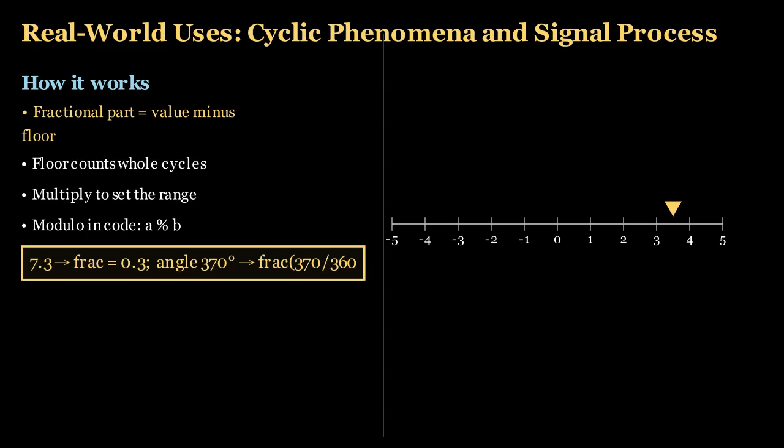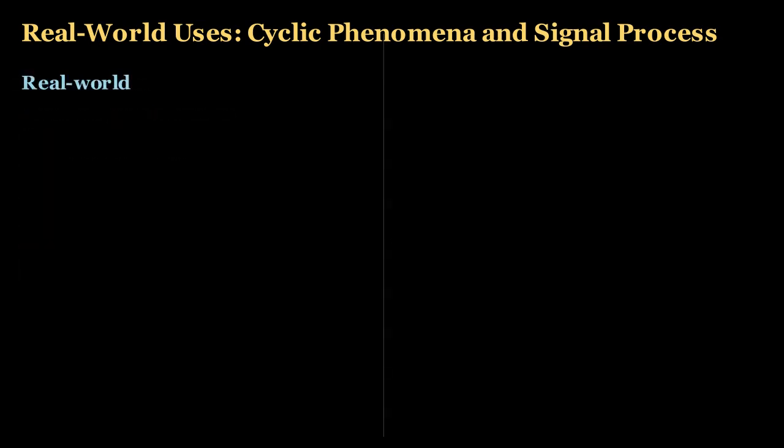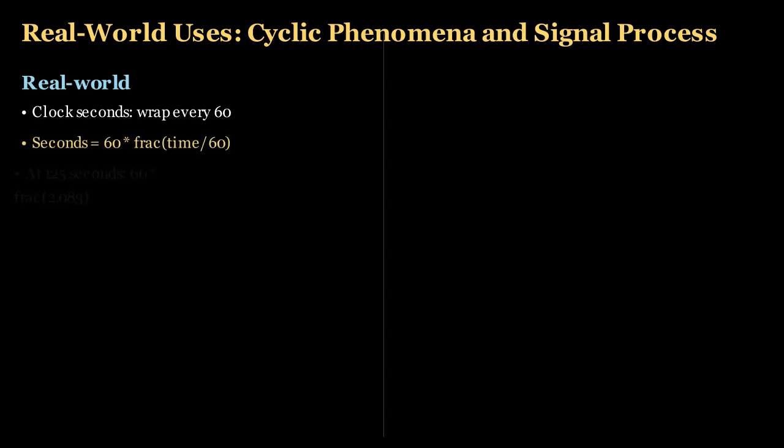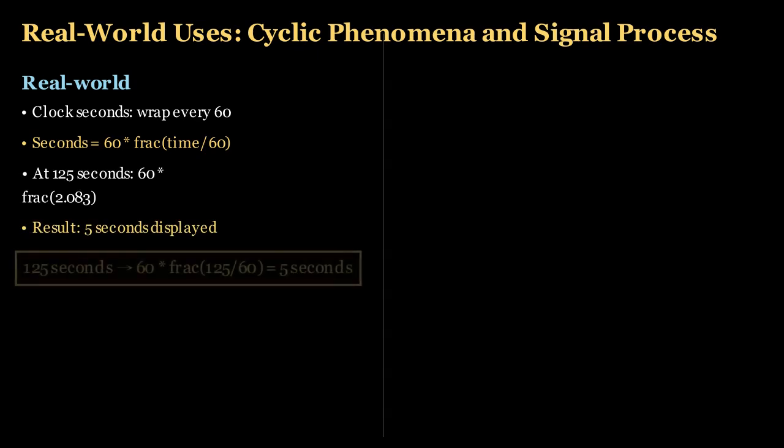The fractional part, 0.083, is the fraction of the current minute. Multiply by 60 to get the seconds, 0.083 times 60 equals 5. The display shows 5 seconds. This is exactly the fractional part function at work. The same method finds the phase of a wave, the angle of a rotating wheel, or the remainder in any programming loop.